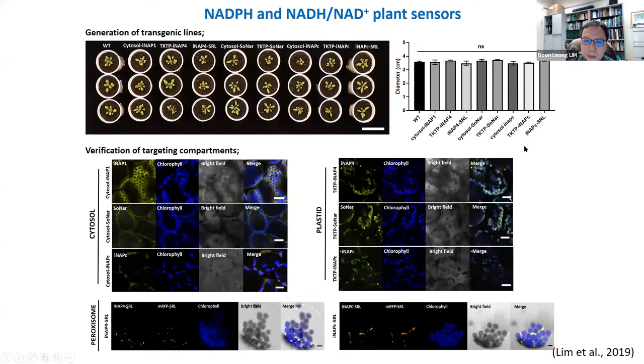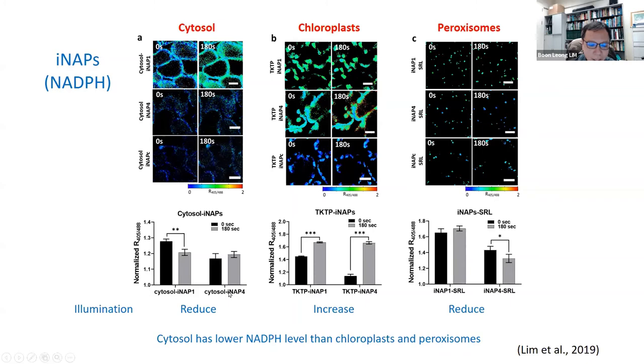And for the NADPH sensors, there are two affinities. This is high affinity, this is low affinity, and we introduced them into the peroxisome, stroma, and cytosol. And then this is the change upon illumination. Based on this, we conclude that the cytosol has a lower NADPH level than the chloroplast and peroxisome.